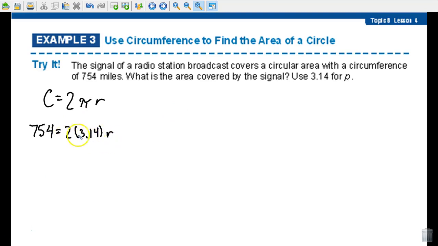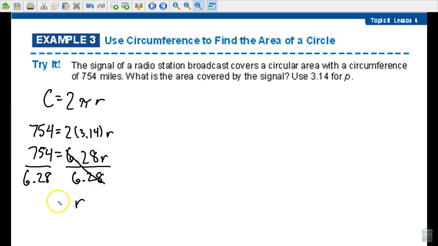So from here, we multiply 2 times 3.14. We get 754 equals 6.28r. Now we need r all by itself. We need the radius all by itself so we can figure out what it is. So we're going to divide both sides by 6.28. So they divide by each other and make 1 r. 754 divided by 6.28 equals roughly 120. That's what we're going to go with.